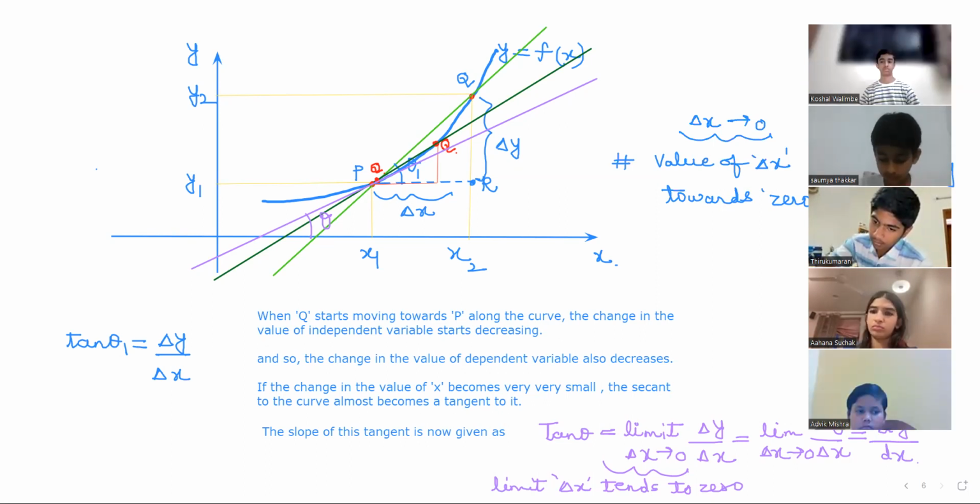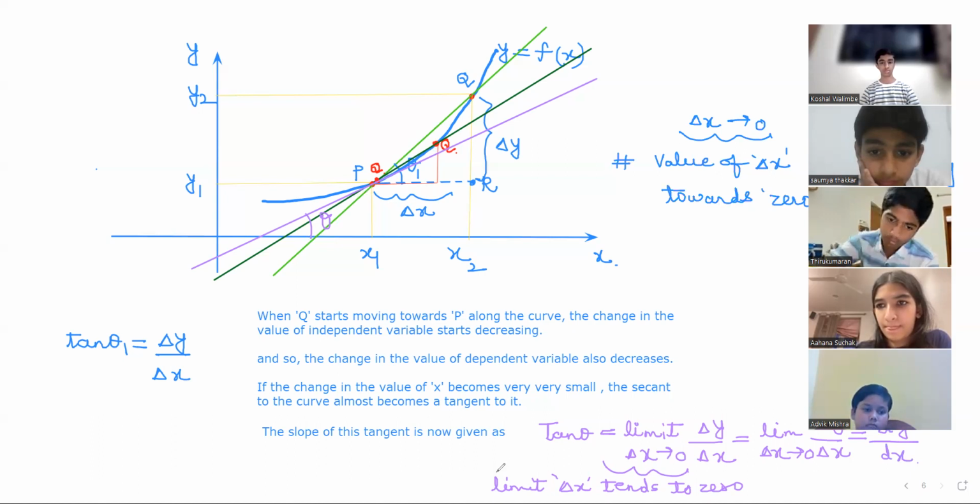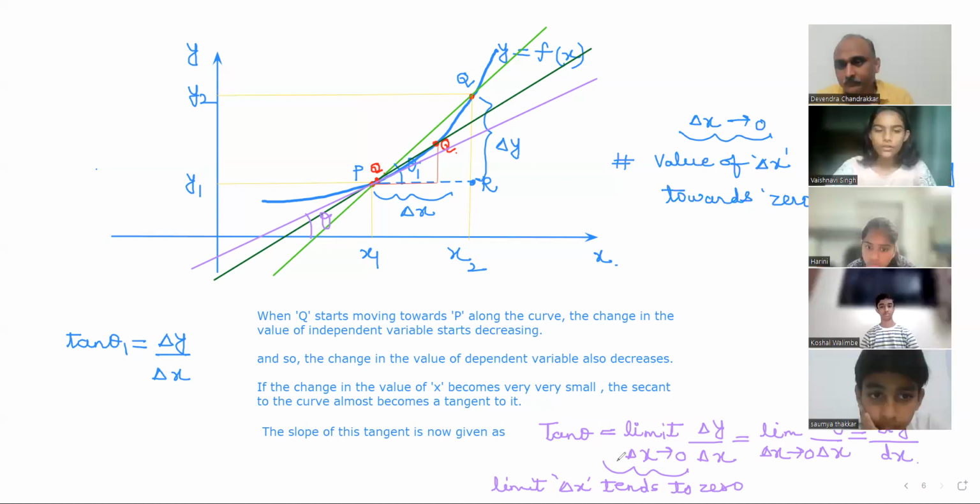The slope of this tangent is now given as tan theta equals dy upon dx. तो इधर tangent कैसे आया? क्योंकि ऊपर तो लिखा है the secant to the curve almost becomes a tangent to it. हाँ, तो ऑलमोस्ट हो गया ना बेटा. तो वही ऑलमोस्ट वाला जो टेंजेंट है उसी की बात कर रहे हैं हम.